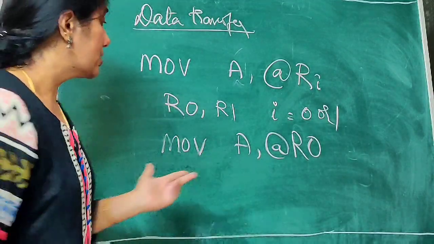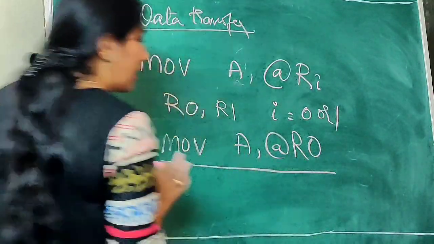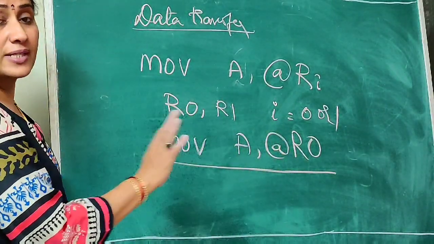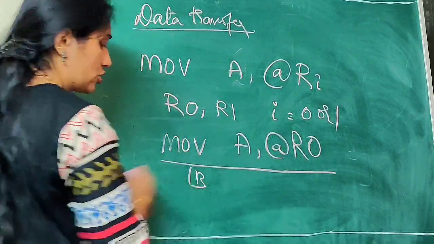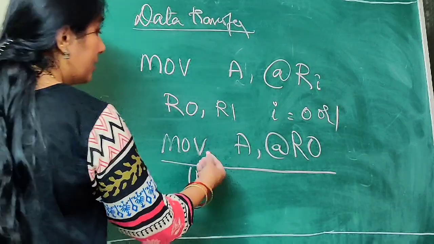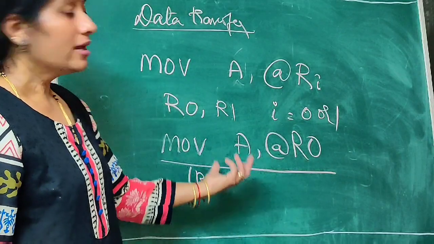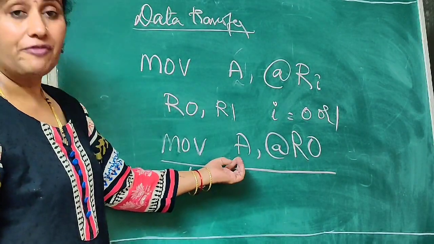What is the length of the instruction? Look, move A comma @R0. It is a fixed format, and there are no user defined numbers anywhere in it. So the length of the instruction is going to be 1 byte. And the type of the addressing mode is indirect addressing mode, and again the parity flag is going to get affected.